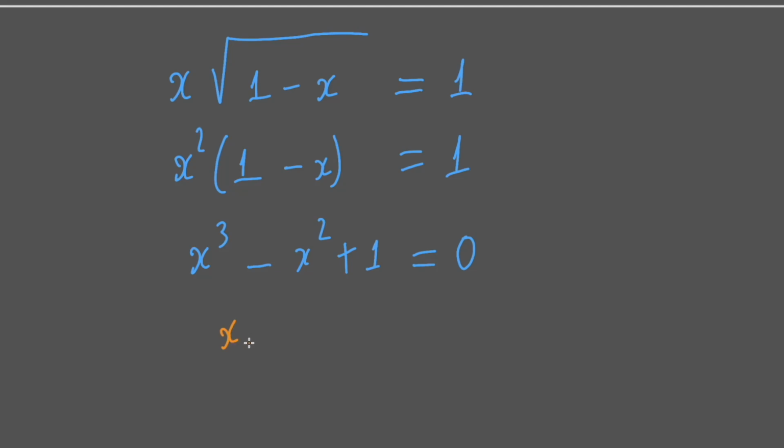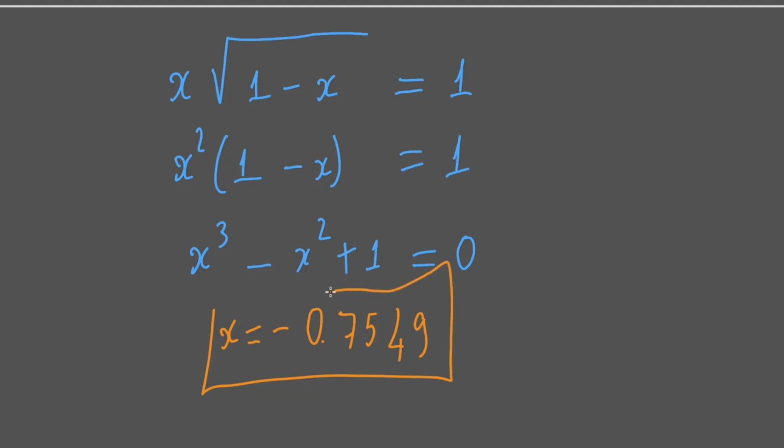This is x equal to negative 0.7549, and the other two roots are complex values. We put it out here. We just care about the real root, but the problem is when you replace this number into the equation, this cannot be equal to 1.